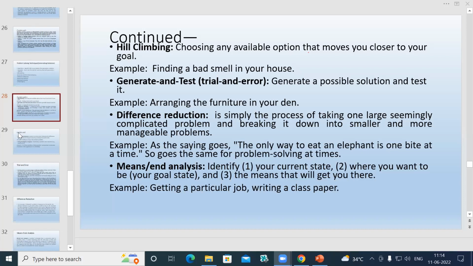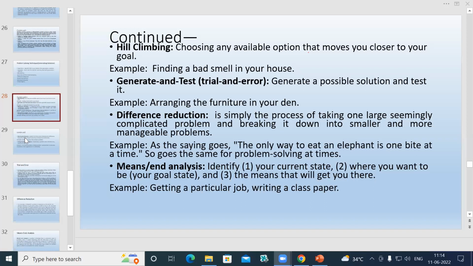Next is generate and test, trial and error, which means generate a possible solution and test it. Okay, like arranging the furniture. You arrange the furniture in different ways. Like suppose if I set the furniture here, then it will look good. If I set the furniture here, then it will look good. Okay, so trial and error things are there. Okay, placing of anything in the drawing room, everything. Such kinds of things are involved. I will give an example of this trial and error in detail also in further slides.